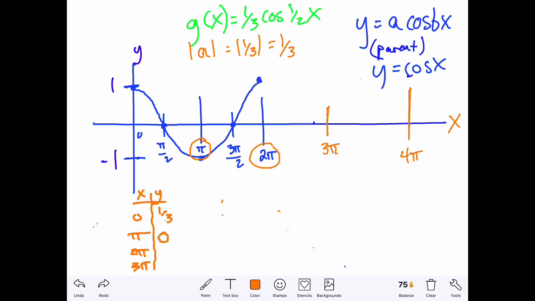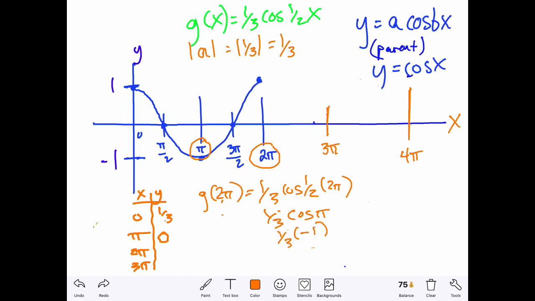Okay, g of 2 pi. 1/3 the cosine of 1/2 times 2 pi. 1/2 times 2 pi is pi, so the cosine of pi times 1/3. Okay, and then the cosine of pi corresponds to x. That would be a -1 times 1/3, -1/3.